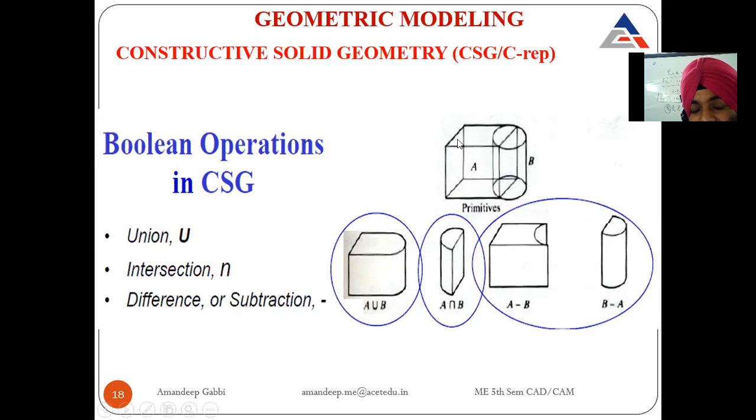There are two primitives. One is cuboid and another one is the cylinder.